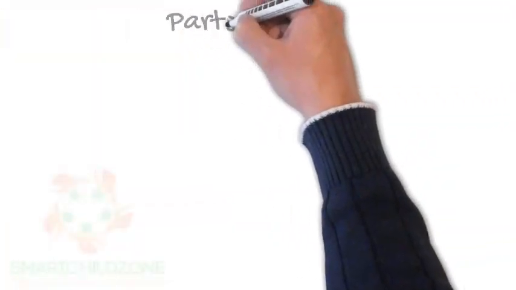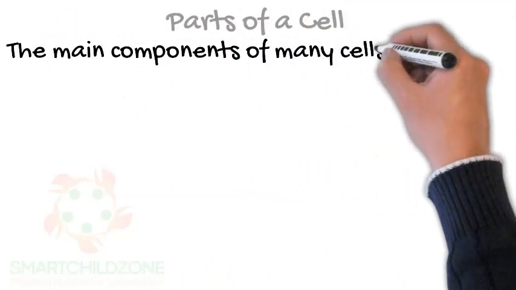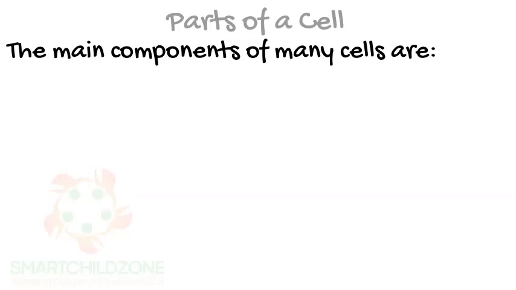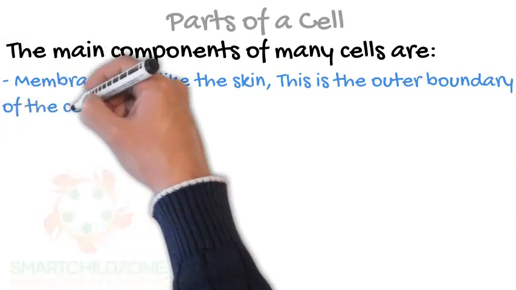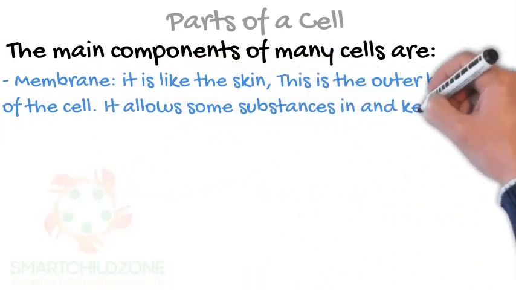Parts of a cell. The main components of many cells are: membrane. It is like the skin. This is the outer boundary of the cell. It allows some substances in and keeps the harmful ones out.